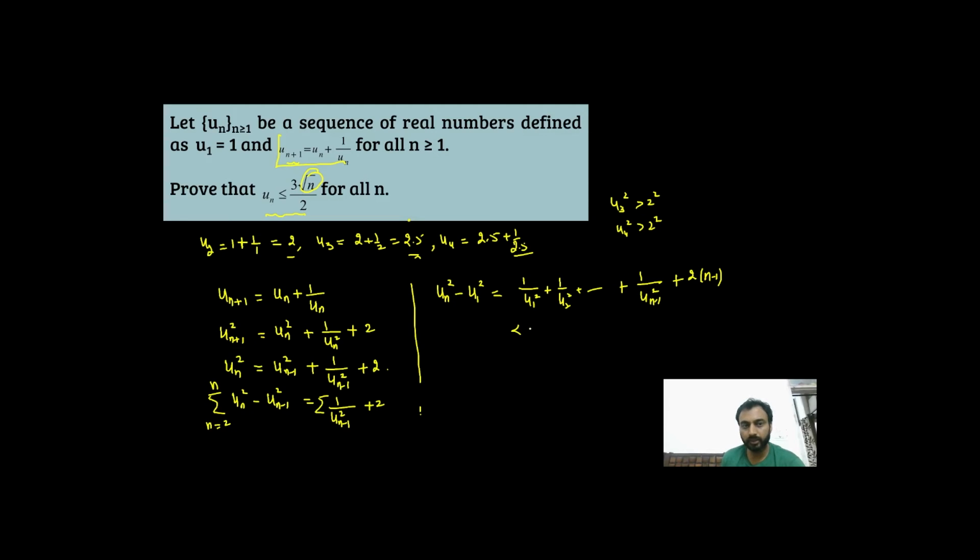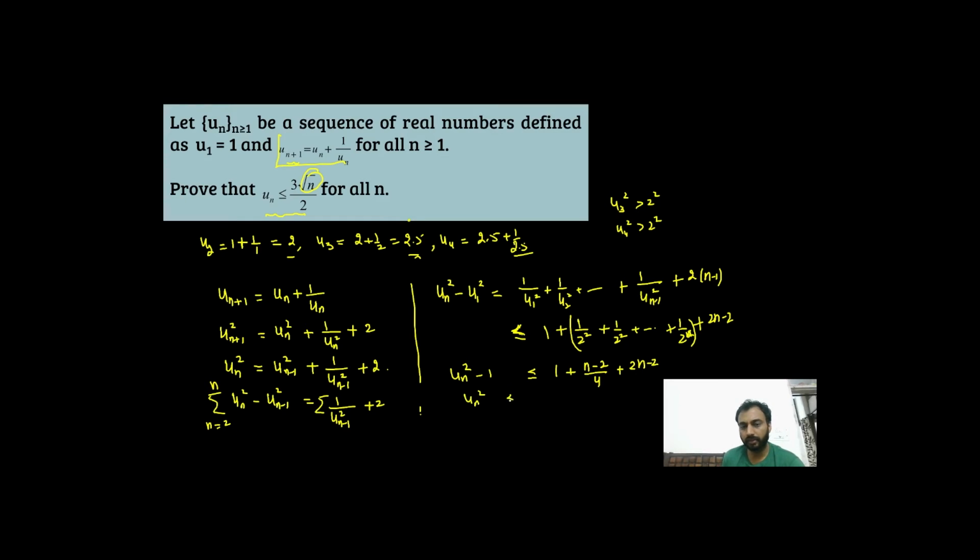So we can say this expression is less than or equal to 1 (I put u_1 is 1), and this is 1/2^2, and next term is also 1/2^2, up to 1/2^2, and last term is 2n - 2. So how many 2^2 do we have? These are n - 2 terms, right? So that is 1 + (n-2)/4 + 2n - 2, and here also u_n^2 - u_1^2 is there.